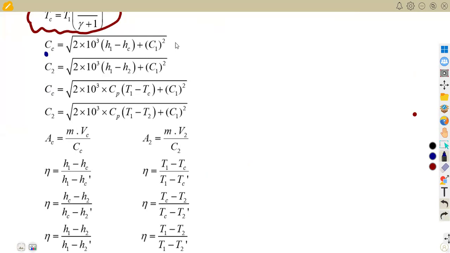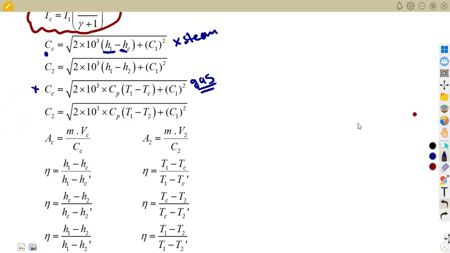This one is when you deal with steam. When you're dealing with steam, you'll have the enthalpies H1 and HC. But when you're dealing with a gas, you'll be dealing with the temperatures, so this is the formula that you're going to take. And there's another formula again. Okay, let's write this one first.